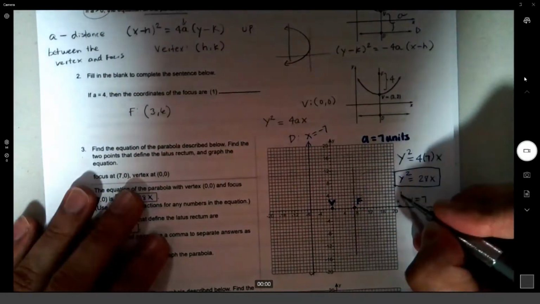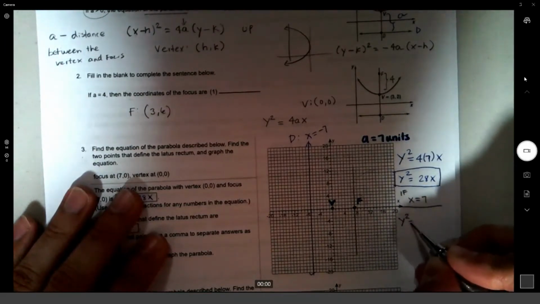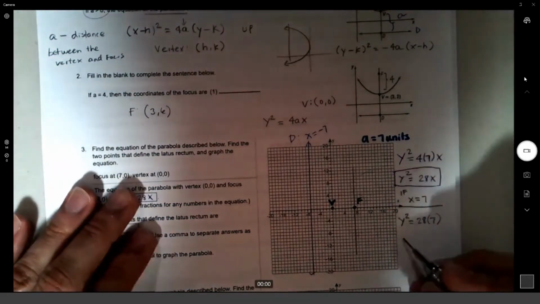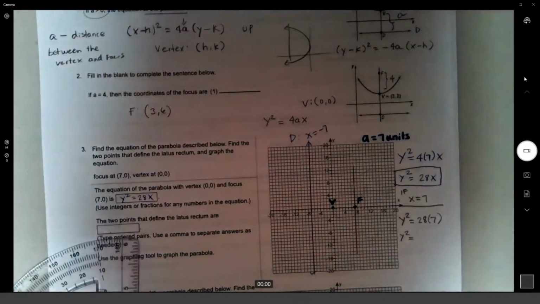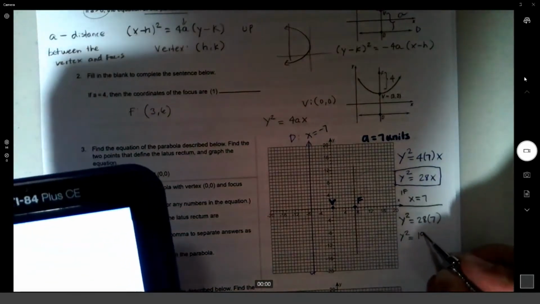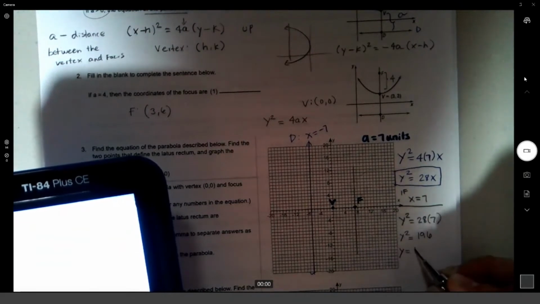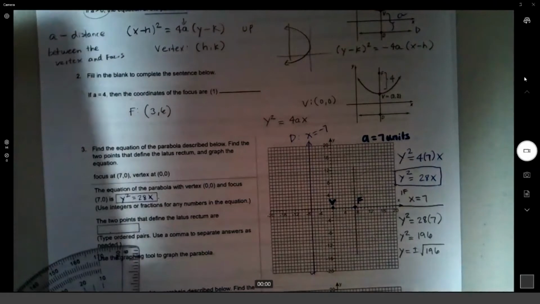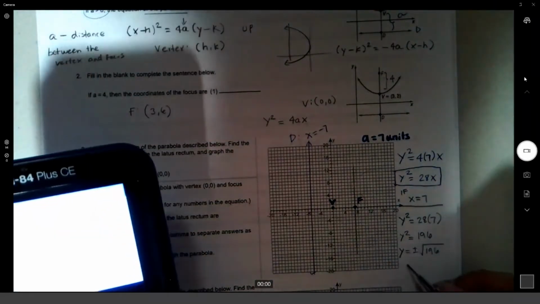Okay, so if x is equal to 7, y squared is equal to 28 times 7. I'm not that good with math, so I'm just going to go ahead and use the calculator here and save ourselves a little bit of time. We got 196. Take the square root, so we get a positive and a negative solution. I'm using the calculator here. 14. Oh, nice.